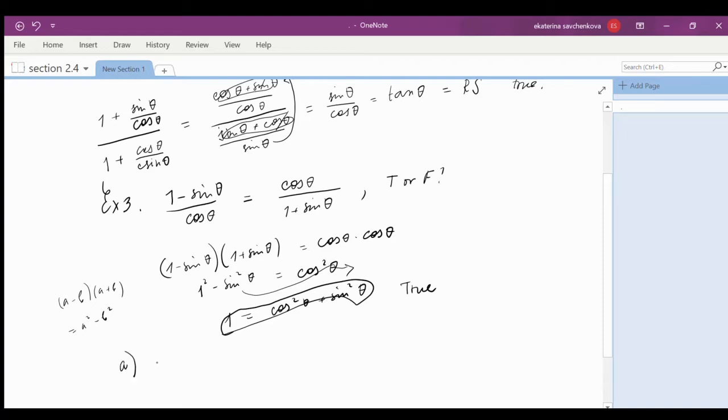A: 1 minus sine square of theta divided over 1 plus cosine of theta equals cosine of theta. And the second one, B: 1 minus cotangent square of theta divided by 1 plus cotangent square of theta, plus 2 cosine square of theta equals 1. Okay, let's see if you can do them within like 10 minutes, and I'm going to be back.